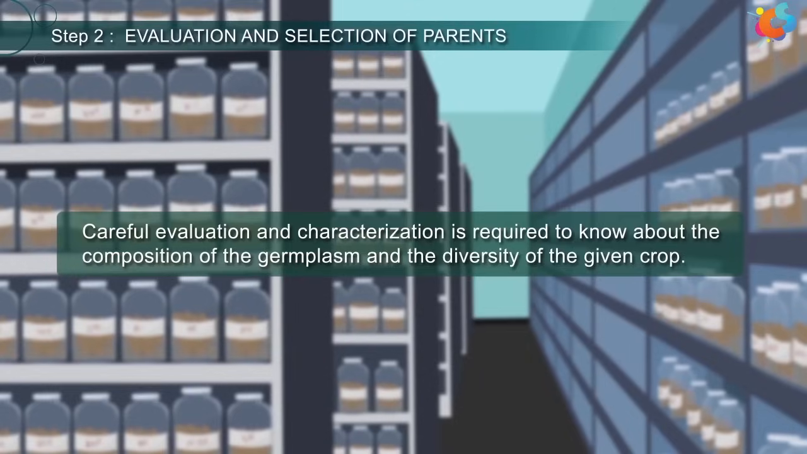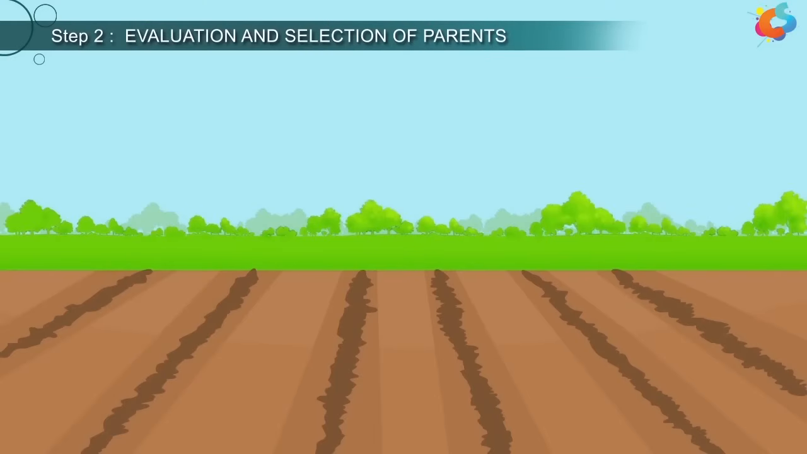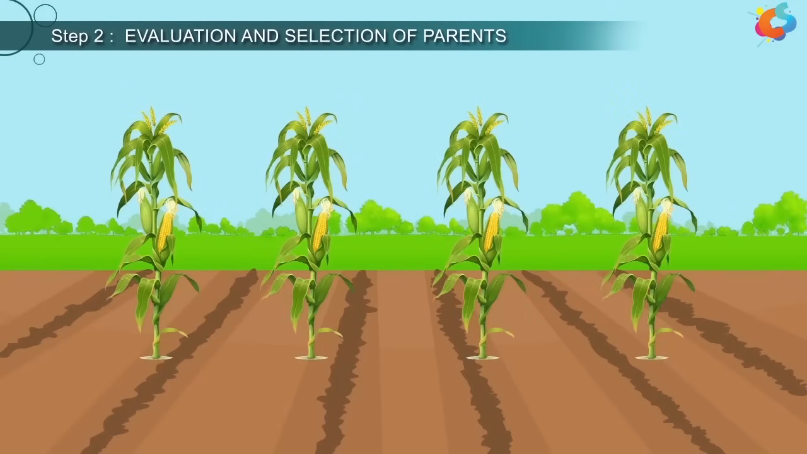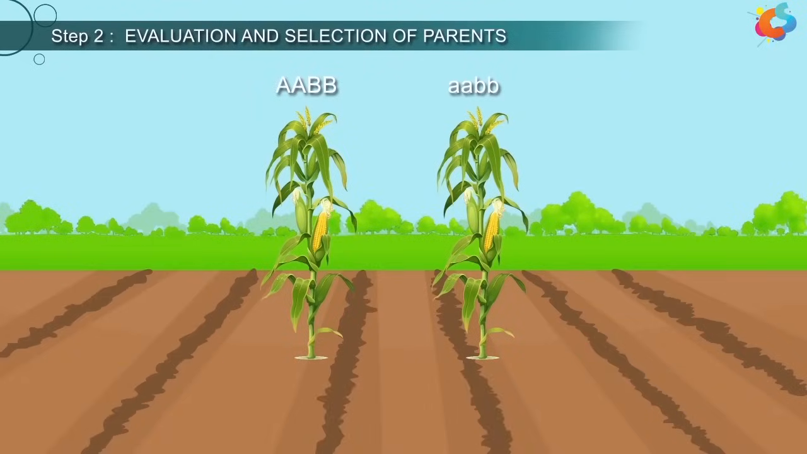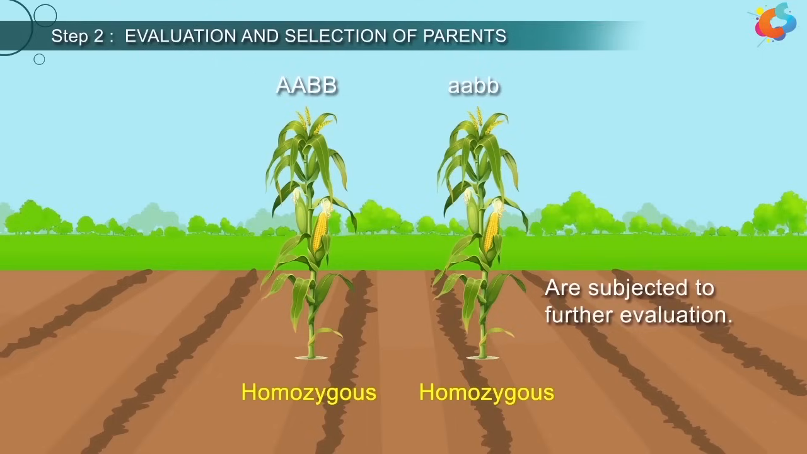Let us learn how the plants are evaluated and characterized. Before the plants are evaluated, the plants are tested for pureness. If a plant has more than one type of allele for a particular trait, it is called heterozygous. Such plants are rejected, and only pure plants or homozygous plants are subjected to further evaluation.